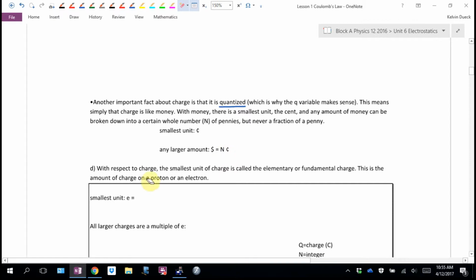With respect to charge, the smallest unit of charge is called the elementary or fundamental charge, often symbolized with a lowercase e. A lowercase e doesn't stand for electron. It stands for elementary charge. But it is the charge of a proton and an electron. What is that charge? You know what? It's on your formula sheet. Go look at the data. Find for me the value of the elementary charge. It's going to be right above where all the masses of the planets and stuff were.